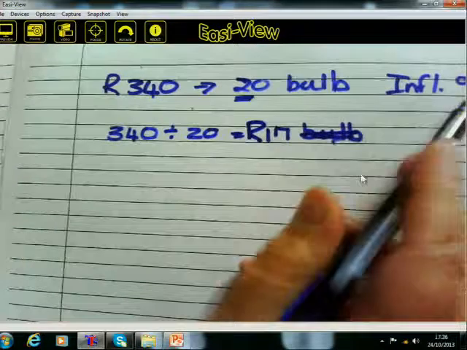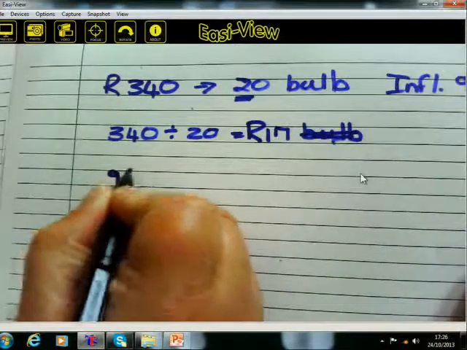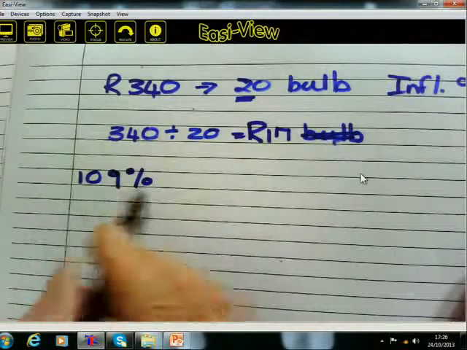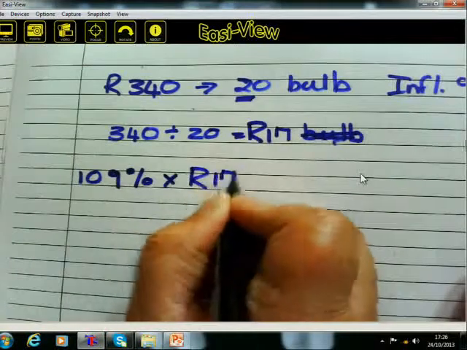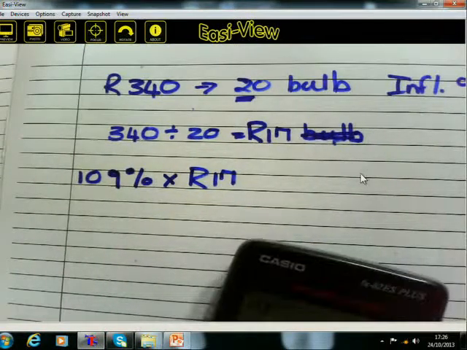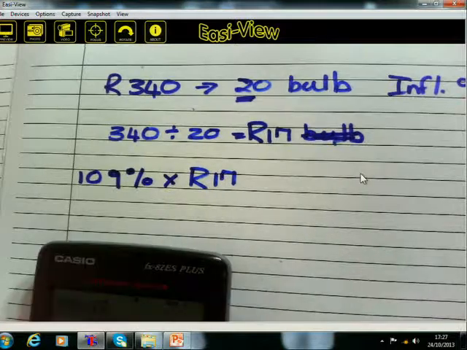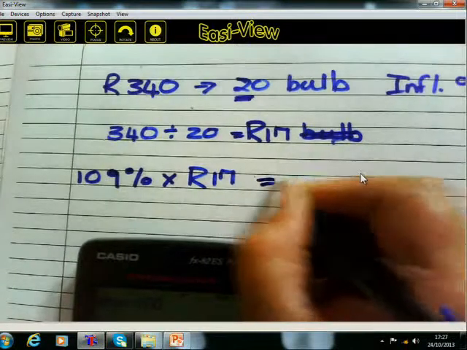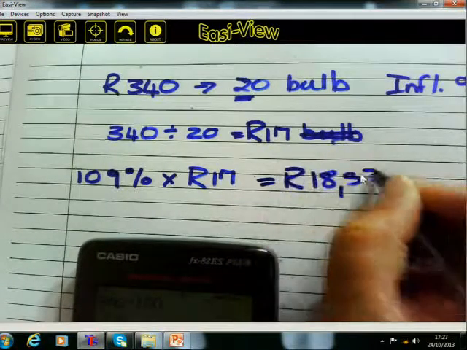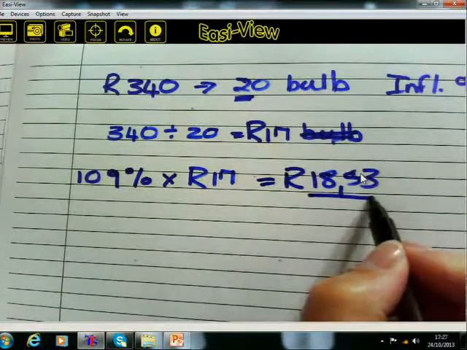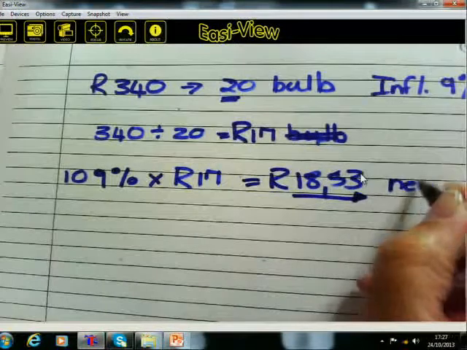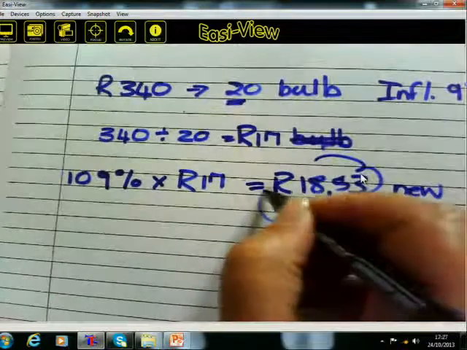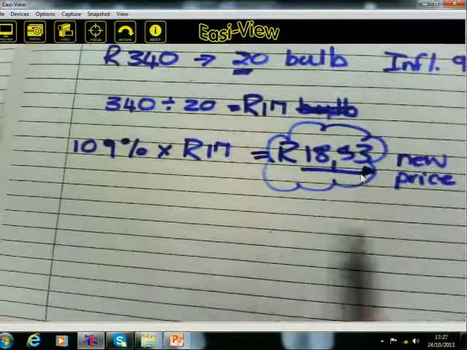So now the inflation is 9%. So I'm going to add it already to the original price, 109% of the 17 Rand, because that is the price per bulb. And that is going to give you 18 Rand and 53 cents. Remember now, this is the new price. I'm going to write it here. The new price with the inflation. So I'm going to draw a big balloon around it so that you can see it is the inflated price.